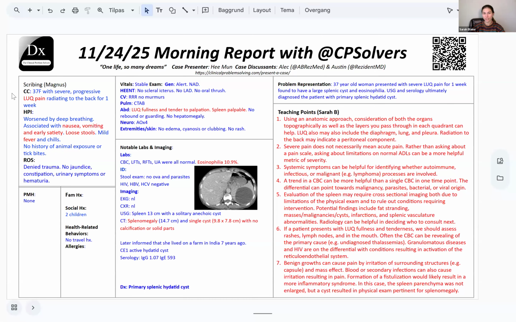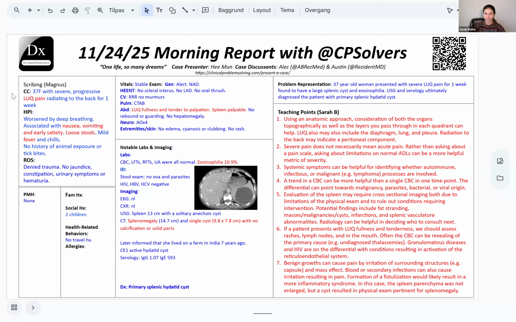Systemic symptoms can be helpful for identifying whether autoimmune, infectious, or malignant processes are involved. We talked specifically about lymphoma. A trend in CBC can be more helpful than a single CBC at one time point, and the differential can point towards malignancy, parasites, bacterial, or viral origin. Evaluation of the spleen can require cross-sectional imaging, both due to limitations of the physical exam and to rule out conditions requiring intervention. Potential findings could include fat stranding, masses, malignancies, cysts, infarctions, and splenic vasculature abnormalities. Radiology could be helpful in deciding who to consult next after an abnormal imaging result.